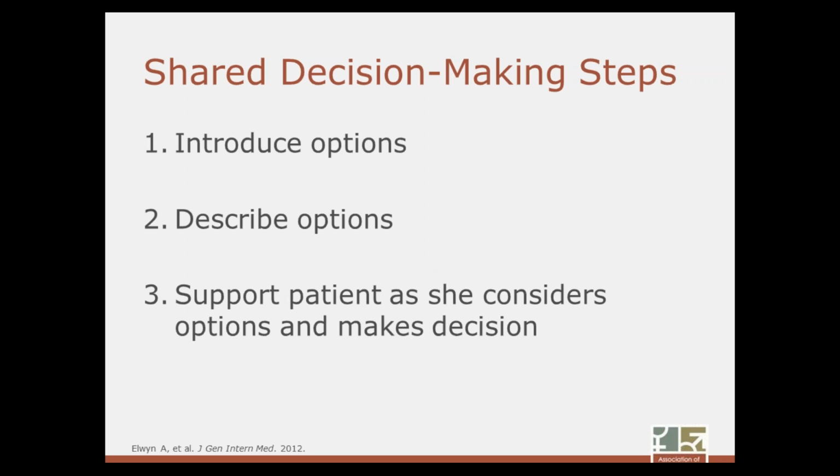So when you're doing shared decision-making, there are three basic steps. You want to introduce the options and make sure that the patient knows that reasonable options are available. You want to describe the different options and give detailed information, and you can do that verbally or via the tools that we talked about before, method match or patient handouts. And then you want to provide decision-making support. So support the patient while they consider their preferences and decide on an option.